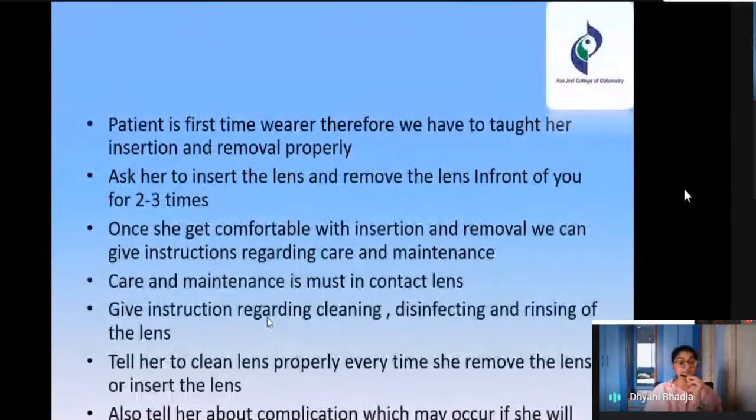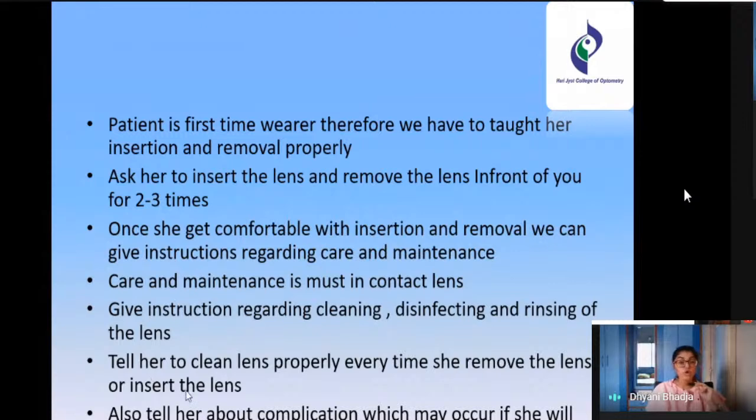Now the patient is a first-time learner, right? So we have to teach her how to insert and remove the lens properly. Ask her to insert and remove the lens in front of you 2 to 3 times. Once she gets comfortable with insertion and removal, we can tell her about care and maintenance, because care and maintenance is also the most important factor for contact lenses. Give her instructions regarding cleaning, disinfecting, and rinsing.